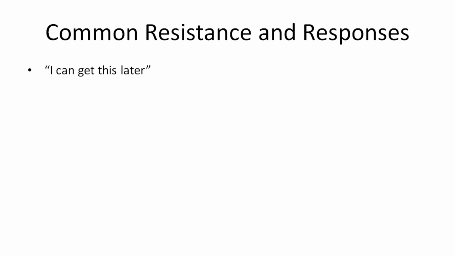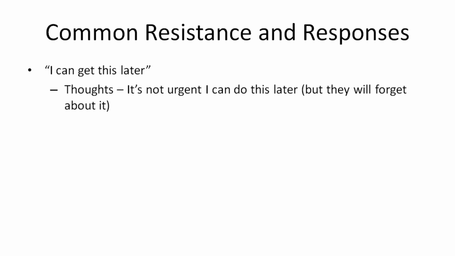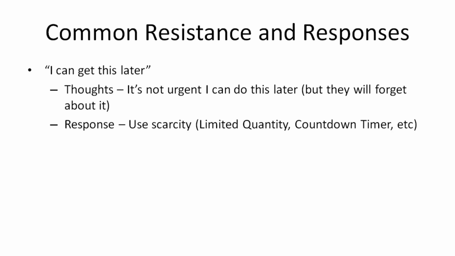But then there is no later because they just forget about it. And we've all been there and done that too, right? So the thought is, it's urgent, I can do this later, but they forget about it. The response is, you might want to use some scarcity, like limited quantity, countdown timer, limited time to get this and access it. Or it could be a price jump, early bird discount pricing, price jump after that, and after a certain period.